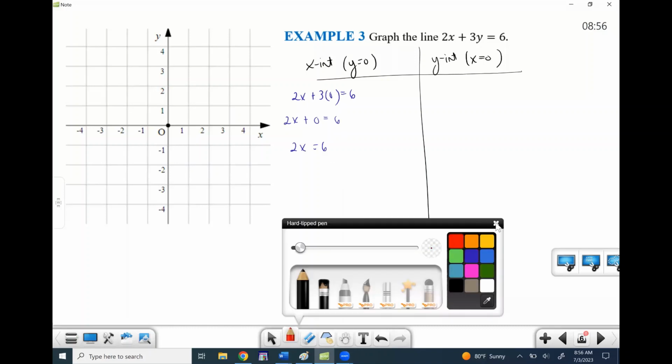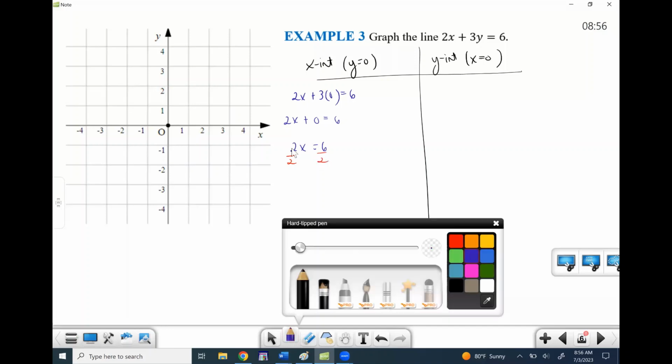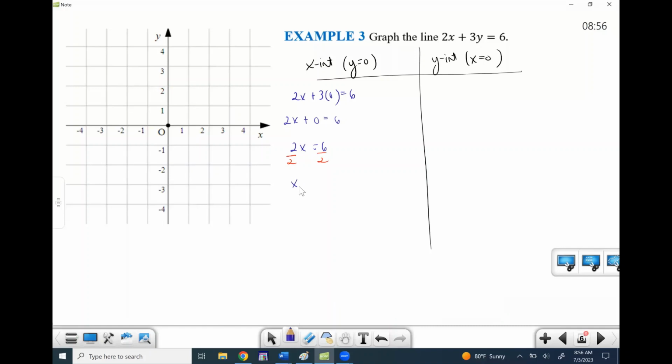Now, to get rid of the 2, since the 2 is multiplying, the opposite of multiplying is dividing. And that's what's going to get us the x by itself. 2 divided by 2 is 1, but we don't write the 1, you guys. There's always a 1 there we don't write. And 6 divided by 2 is 3. So the x-intercept is going to be 3, and don't forget we let y be 0. So that'll be the point right here.